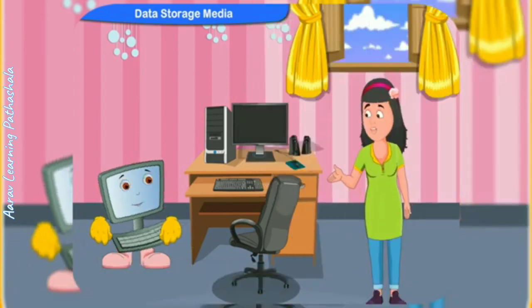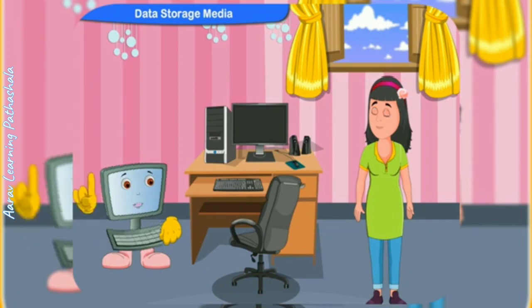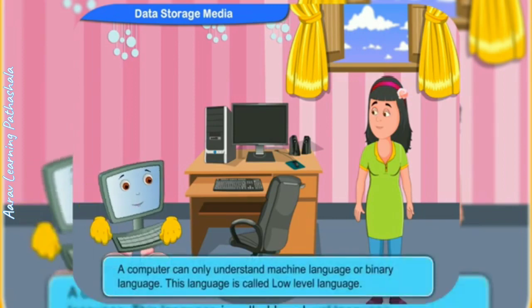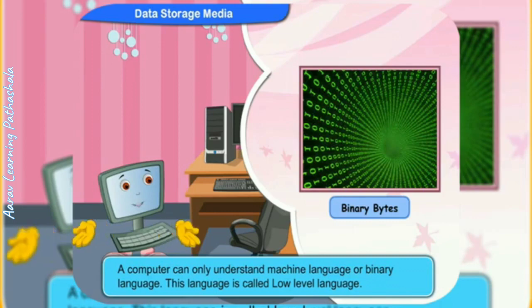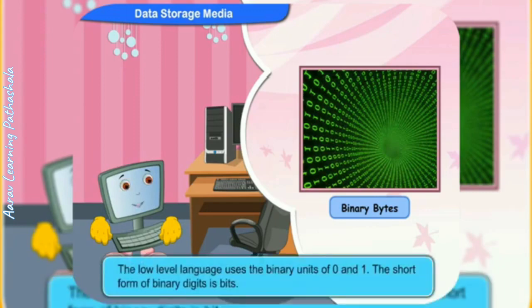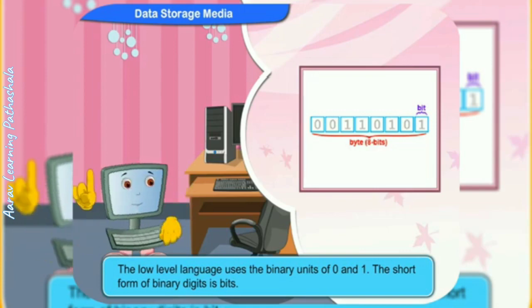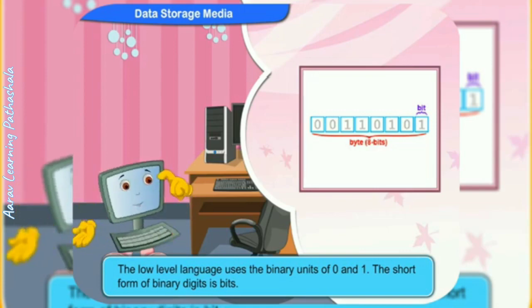To store data, does a computer store things like the way we humans do? No, Rennie. A computer can only understand machine language or binary language. This language is called low-level language. The low-level language uses the binary units of 0 and 1. The short form of binary digits is bits.